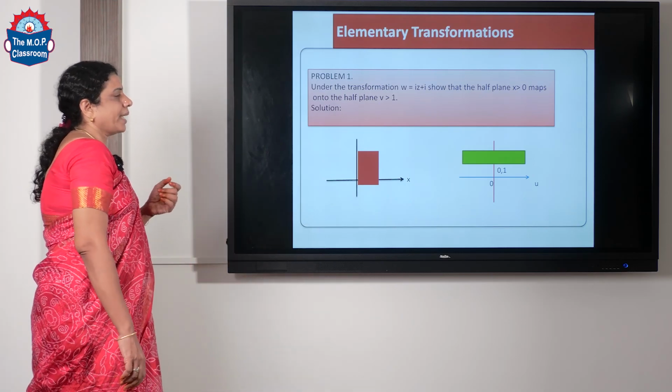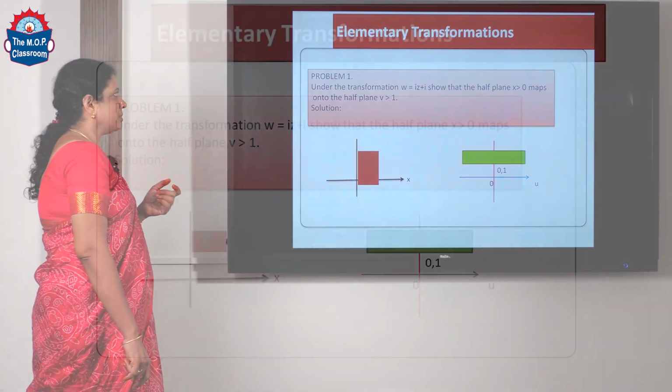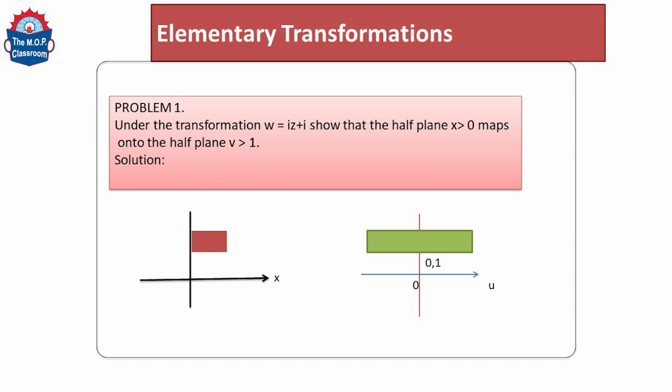Now, we are going to take an example under the inverse transformation. Under the transformation w equal to iz plus i, show that the half plane x greater than 0 maps onto the plane v greater than 1. These are the two planes, one is the Z plane, other one is the W plane. By seeing the image, we can see the points x greater than 0, that is the real part, the positive side, is mapped onto v greater than 1. The diagram represents the question.